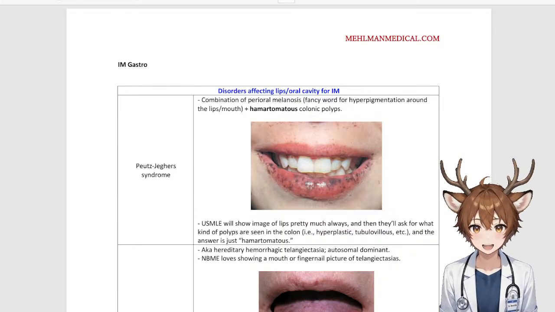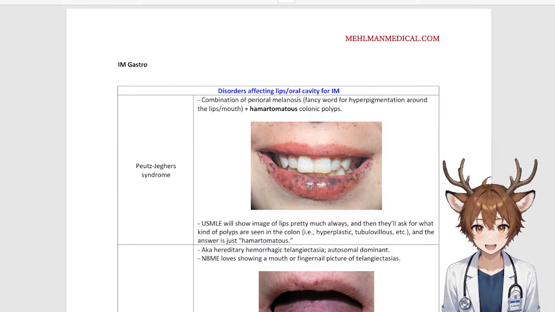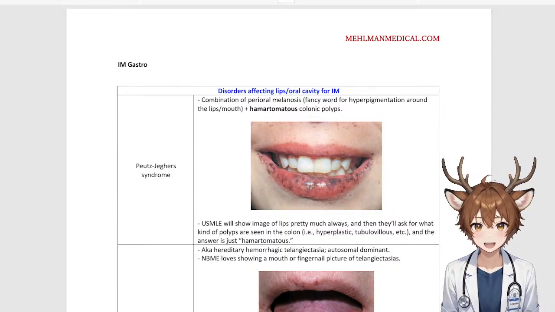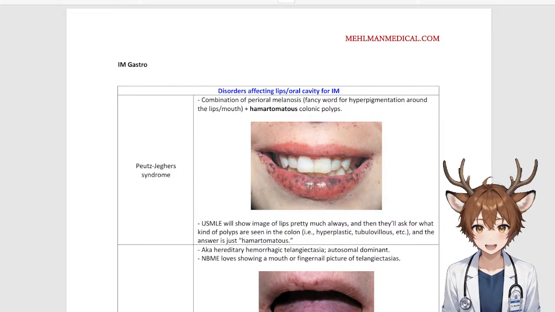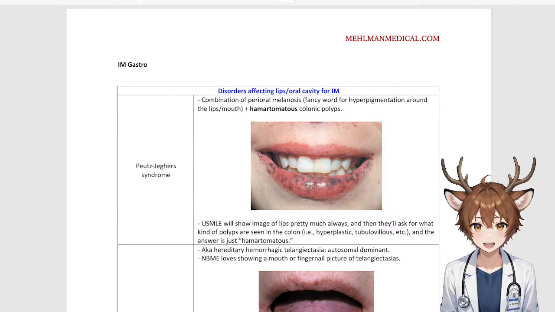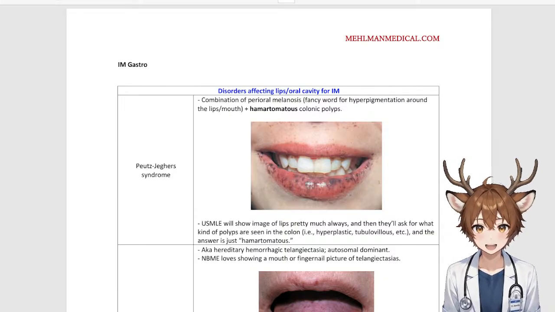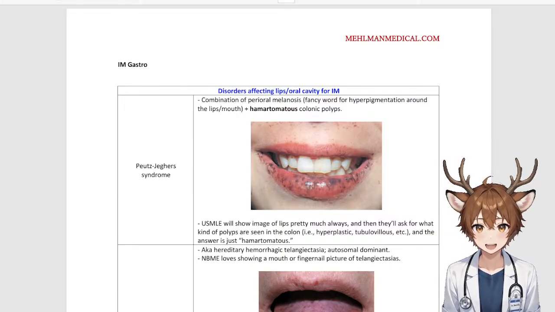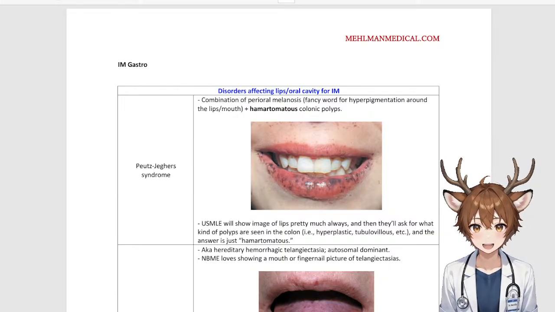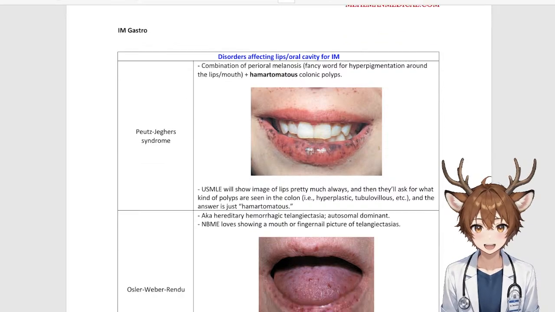Peutz-Jeghers syndrome is a combination of perioral melanosis, a fancy word for hyperpigmentation around the lips and mouth, plus hamartomatous colonic polyps. USMLE will show you an image of lips pretty much always, and then they'll ask what kind of polyps are seen in the colon, that is to say hyperplastic, tubulovillous, etc. And the answer is just hamartomatous. So remember that, hamartomatous, for Peutz-Jeghers syndrome.